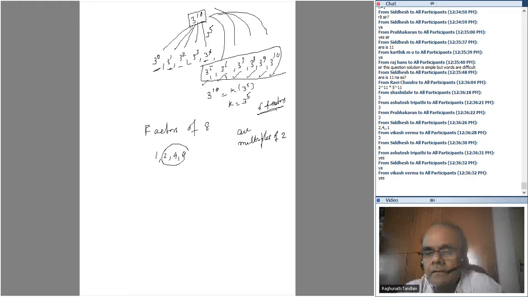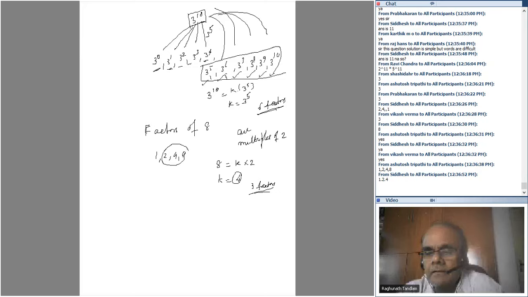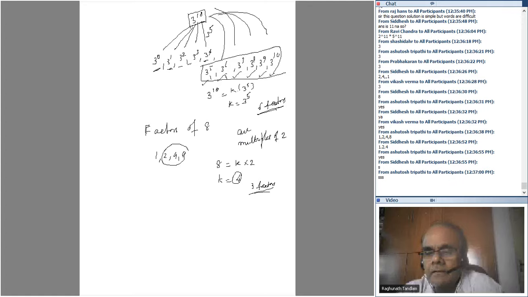So 8 can be written as k into 2. What is k? 4. 4 has got how many factors? 3 factors. Are we clear? K is 4, and K has got 3 factors. Therefore, the factors of 8 which are multiples of 2 will be 3. All of you are clear now? Madhavi, Lata, are you clear?